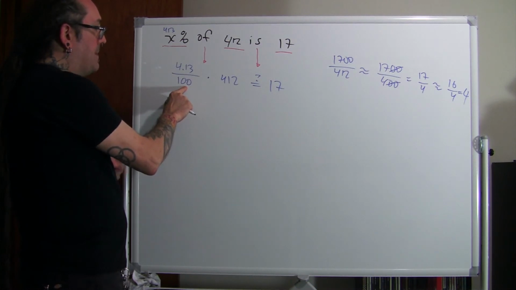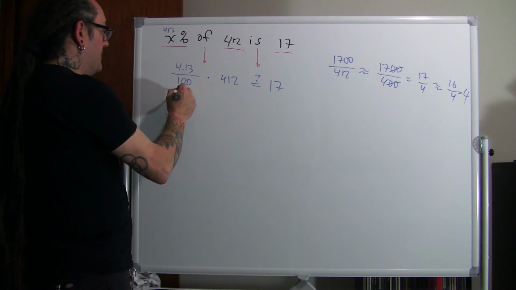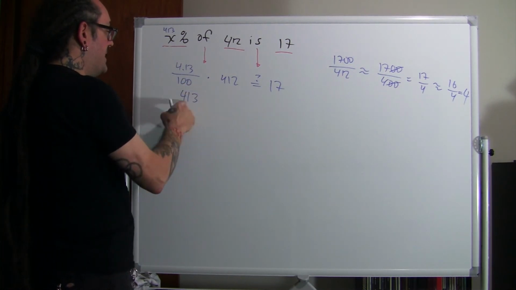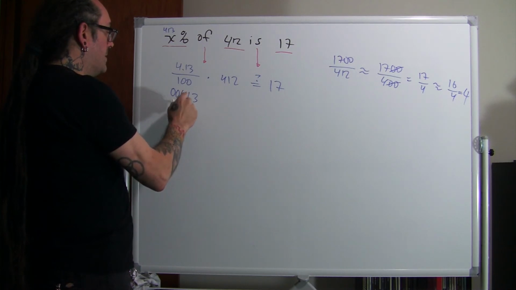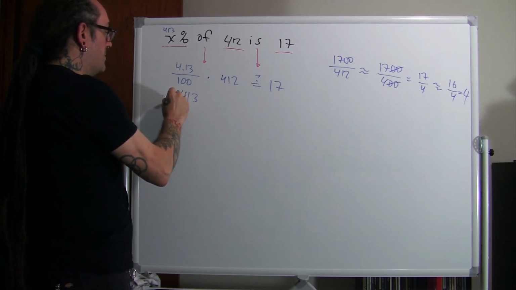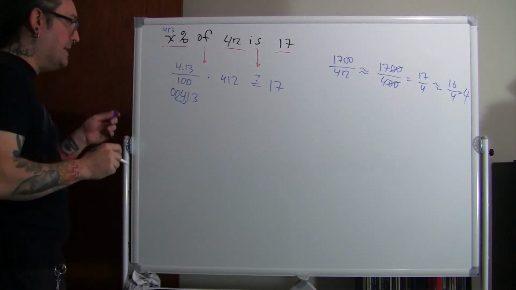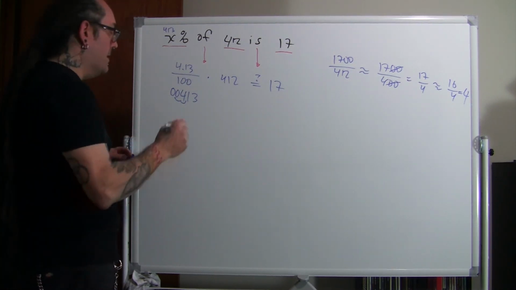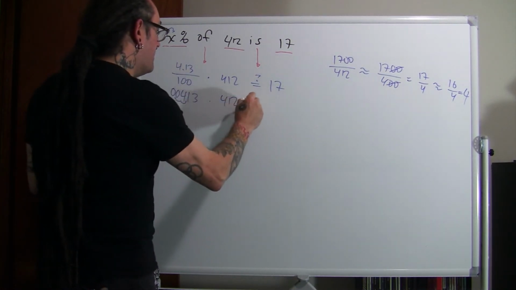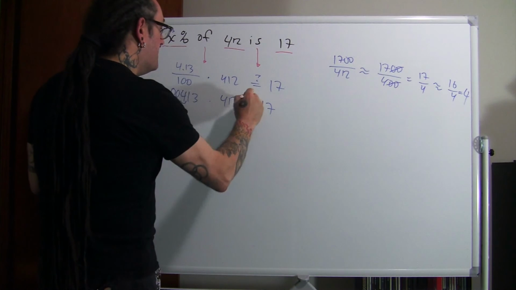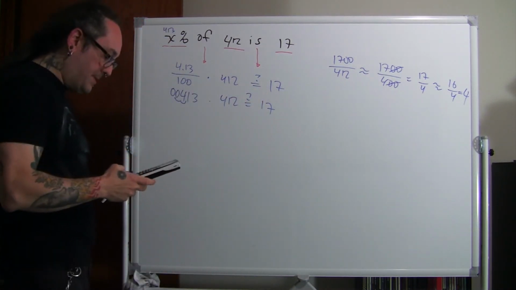It means if I divide by 100, I am going to move the decimal point this way 2 spaces. All right, I have 413. My decimal point is here, so I'm going to move it back 2 places. All right, 1, 2. So 0.0413. And this is always the case. I guess we can talk about that a little bit later. But this is, times 412, does it equal 17? Okay, so 0.0413. Let's see what happens.